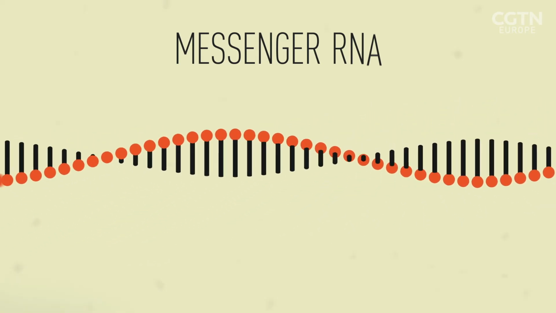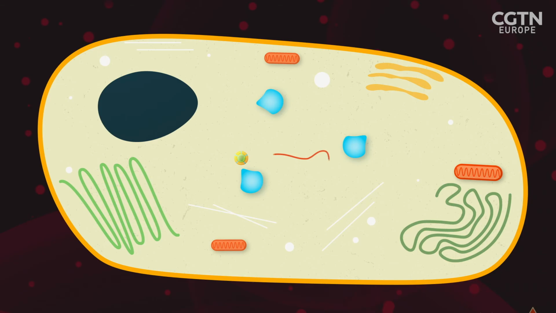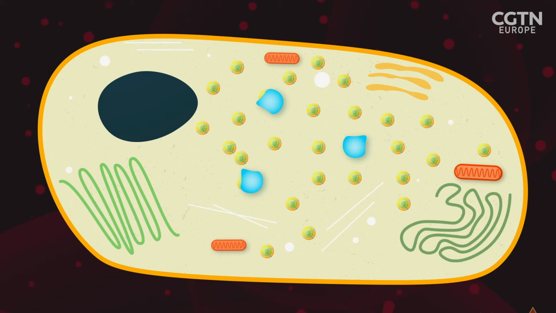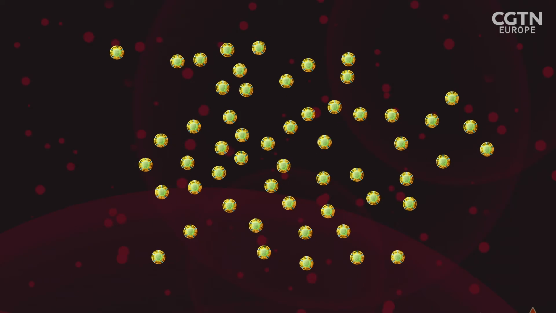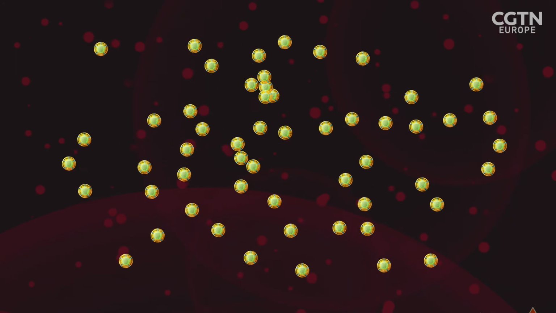The new messenger RNA from the virus goes to the ribosome, instructing it to produce replications. This repeats with more ribosomes being hijacked until the cell is full of virus replications, causing it to burst and die, releasing the virus to infect more cells.